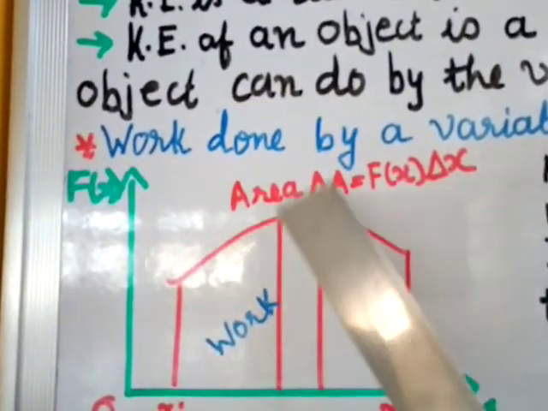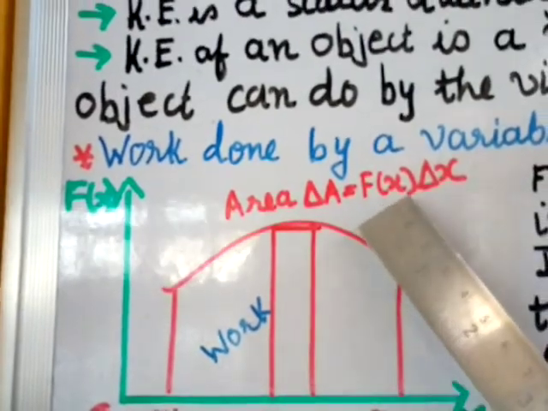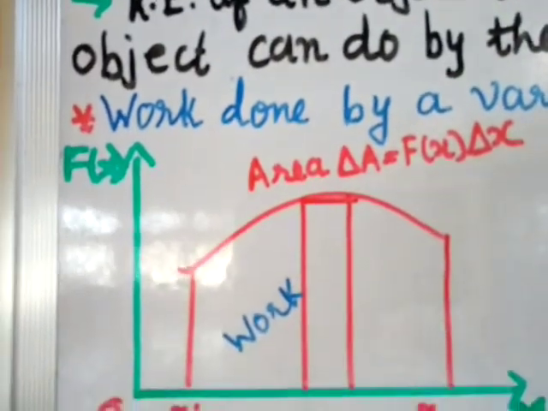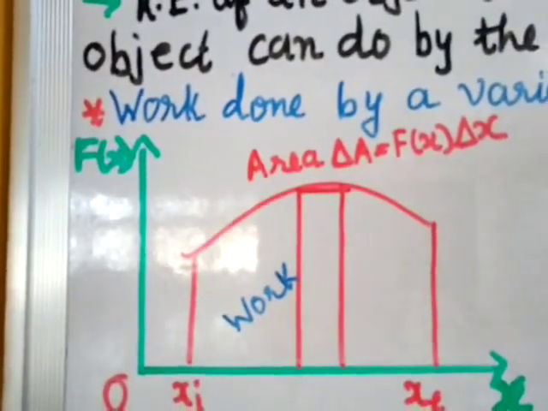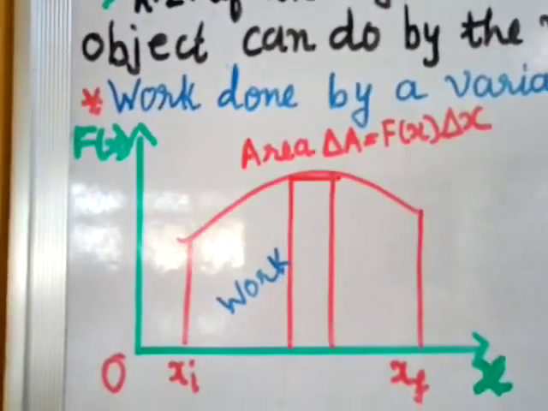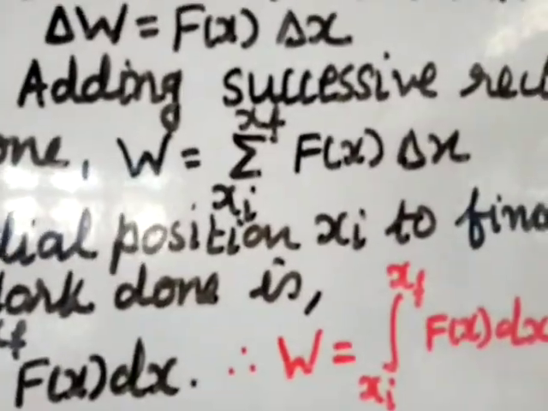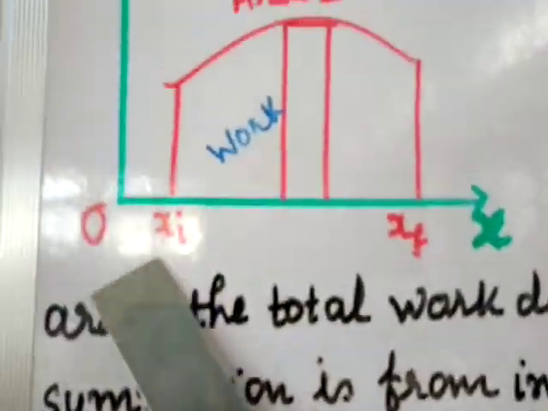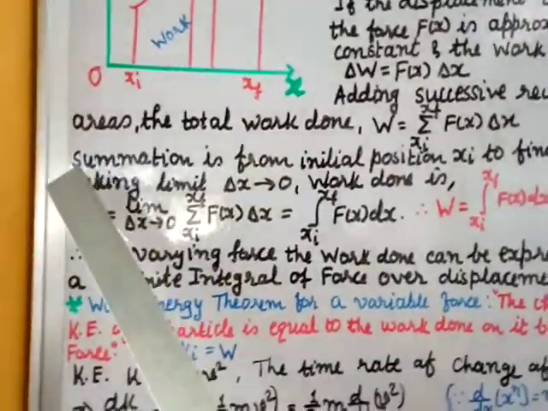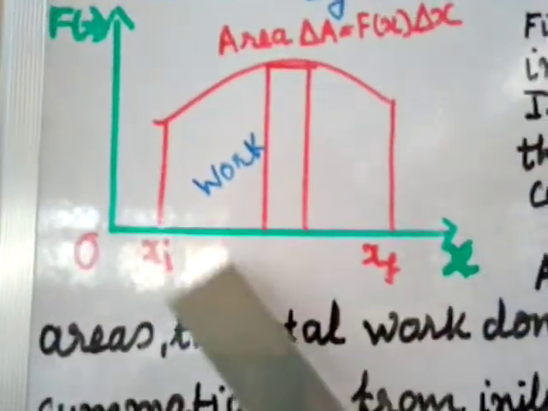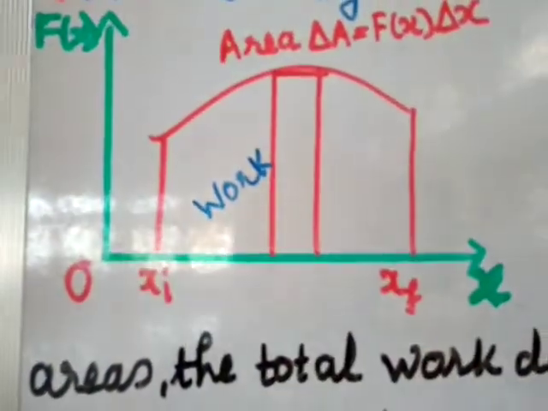The total work done will be the summation of the areas. This is the area of one small rectangle, f of x into delta x. Similarly, if I take many rectangles, each has an area, and summing all these areas gives the total work done. That is written here as the sum from xi to xf of f of x delta x, starting from the initial position xi to the final position xf. So the area under this curve gives you the work done.